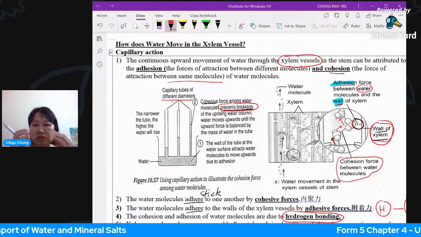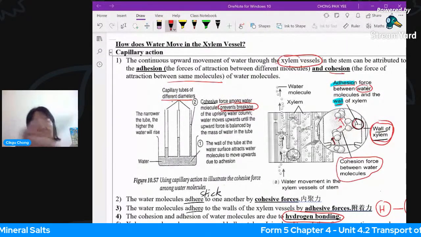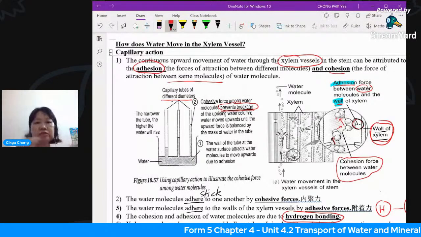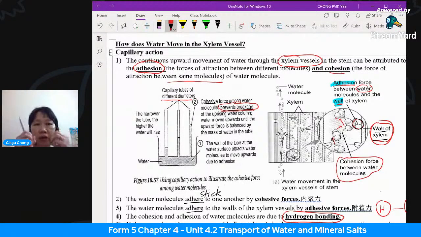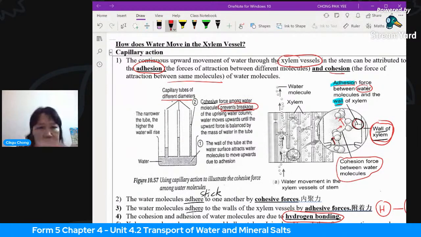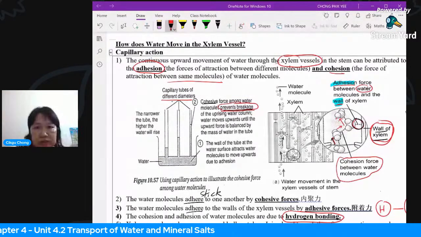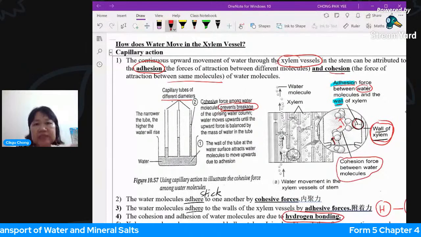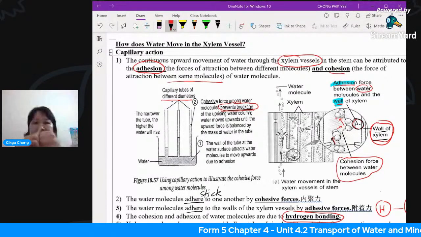This is attributed to, that means it's caused by, adhesion, the forces of attraction between different molecules, meaning the molecules of water and the wall. And cohesion is between the same molecules.